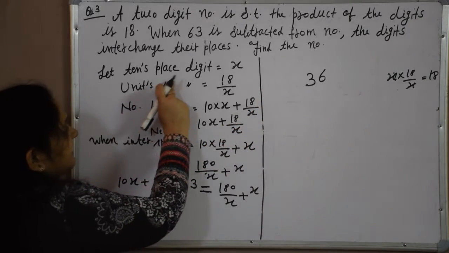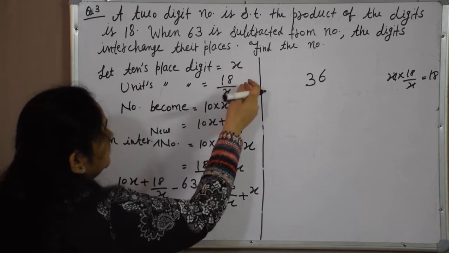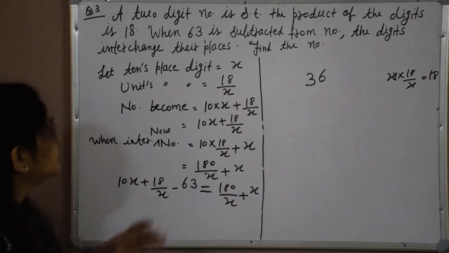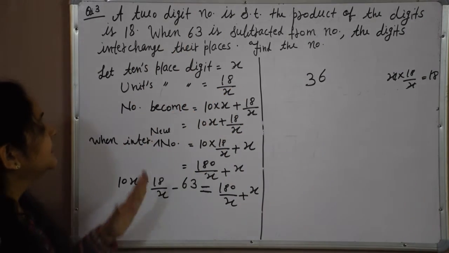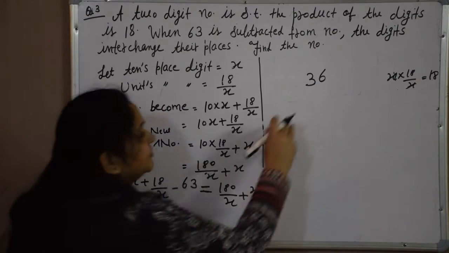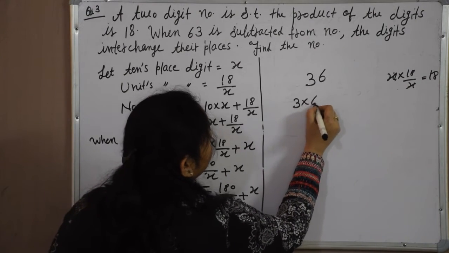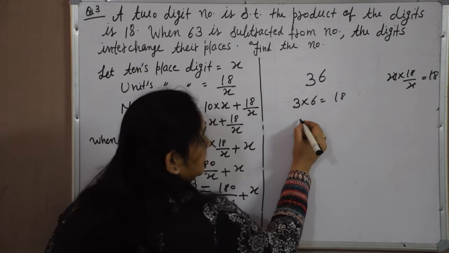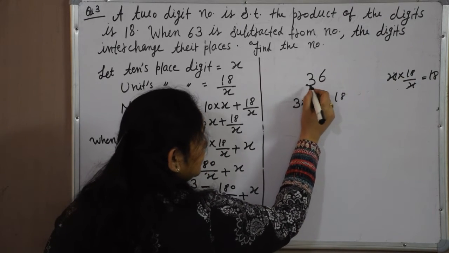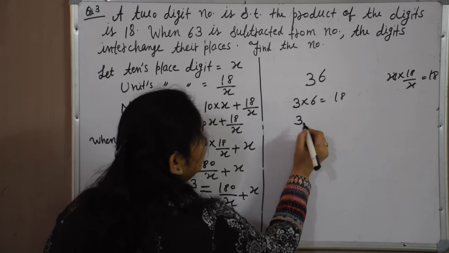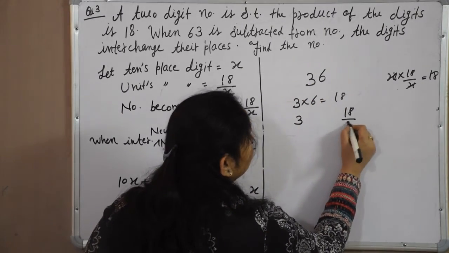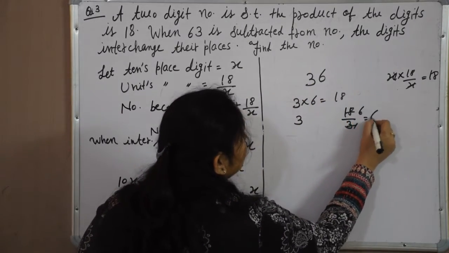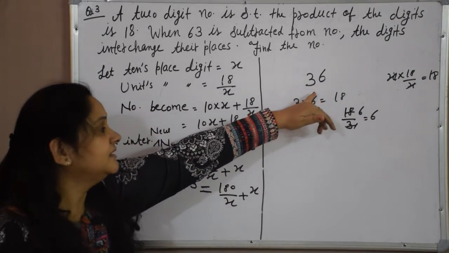Let the tens place digit be x. The units place digit will be 18 by x, because the product of the digits is given to us as 18. Suppose 3 into 6 is equal to 18. If the tens place number is 3, then what will be the units place number? We multiply, that is, divide 18 by 3, that is 6. See here, we are getting 6.